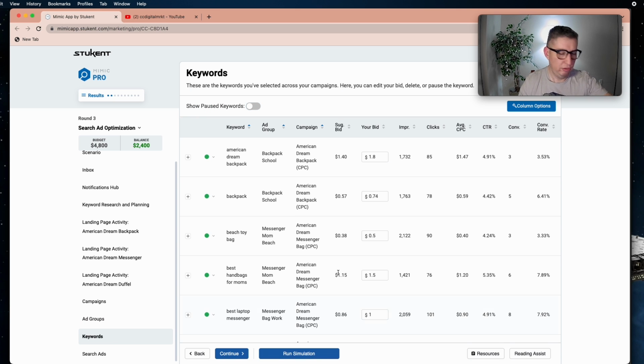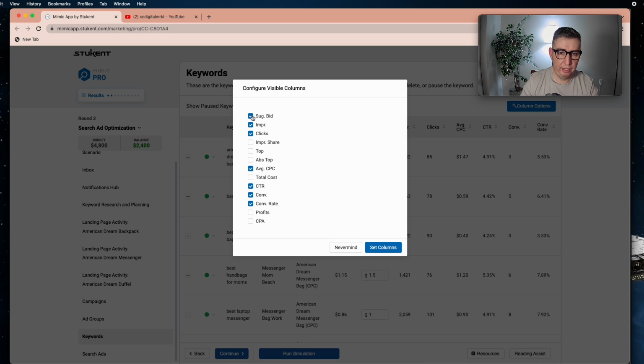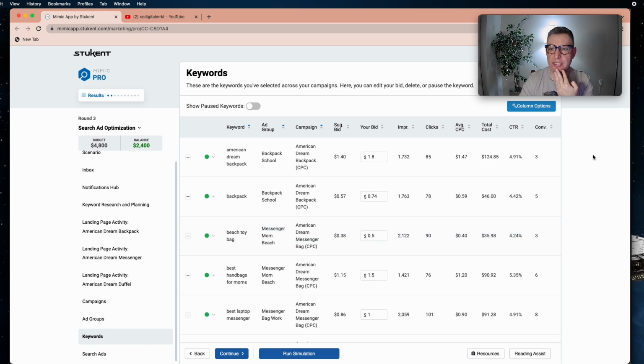Now if I go to the keyword level, this is something I want to show you. Again, you can select the indicators you want to work with. I like to get the suggested bid because I want to compare that with how much I paid finally. The average cost per click, click-through rate, conversion rate. Okay, that total cost would be interesting as well. Let's see if I can get everything here.